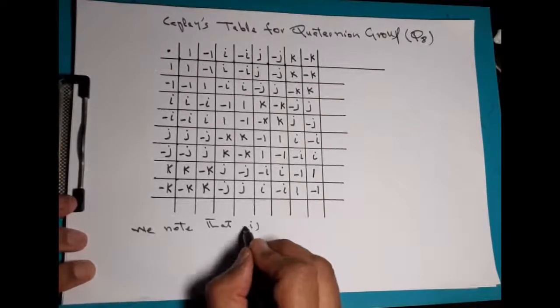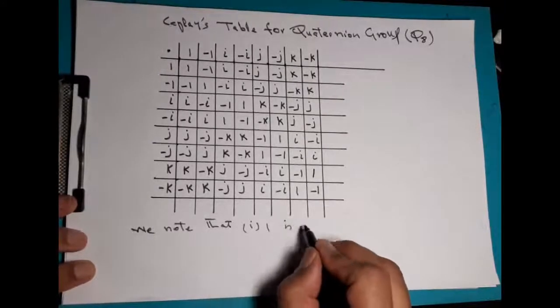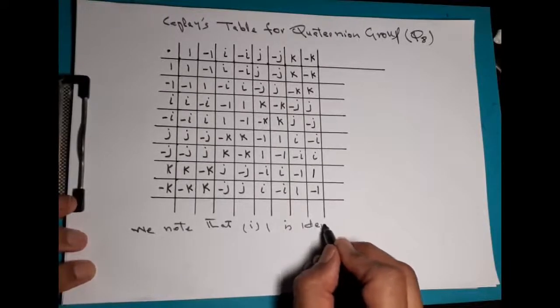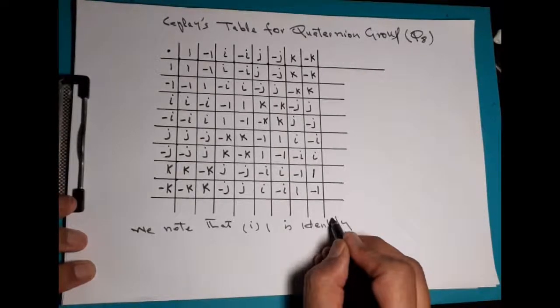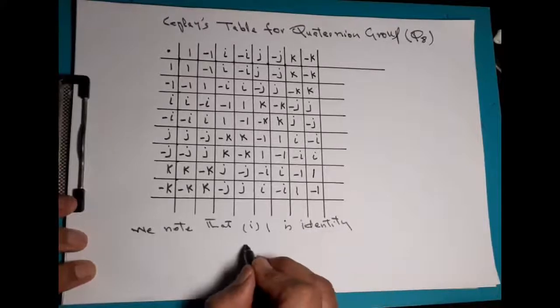First of all we note that 1 is the identity with respect to the binary operation, which is multiplication in this case. So 1 is identity.